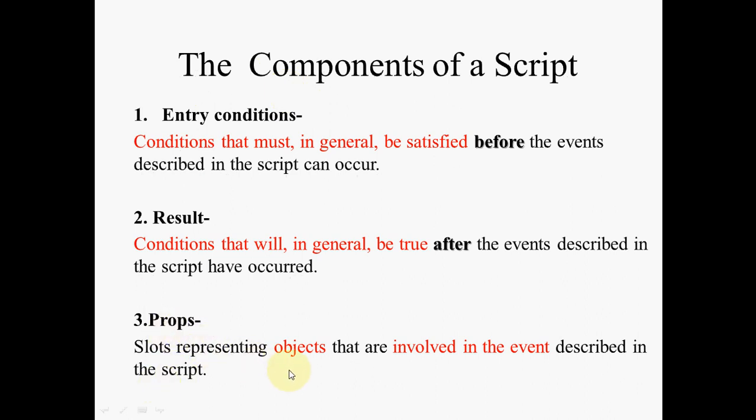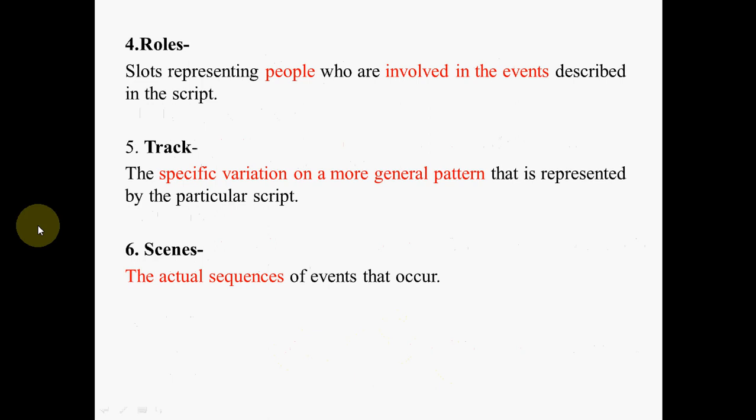And they could be the tables, they could be something like trays, glasses of water, and seats, and so on. These are all props. Track: the specific variation on the more general pattern that is being represented in a particular script. For example, if the script is about the restaurant and if I want to go to something like Cafe Coffee Day, then the track over here will be coffee shop. The general script would be for a restaurant script, but the specific variation of that restaurant is coffee shop.